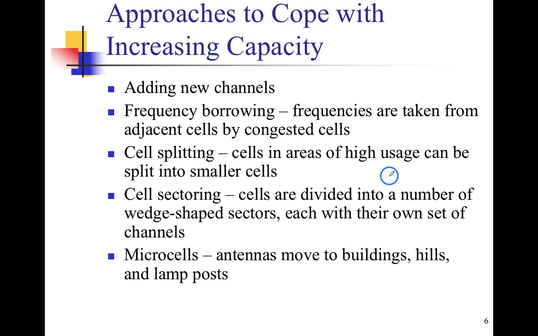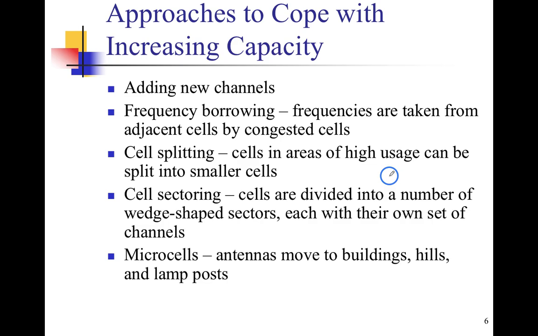The first one is adding new channel. You can add new channel in that particular cell. Of course, that will increase the capacity. Second, we can use frequency borrowing. Frequencies are taken from adjacent cells by the congested cell.